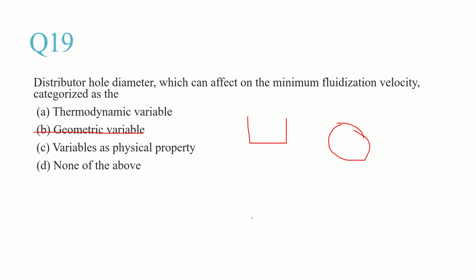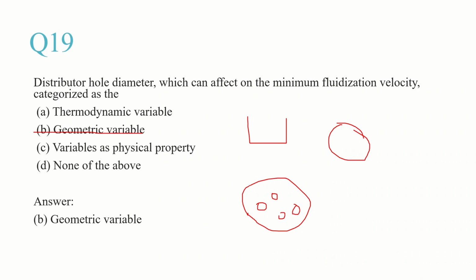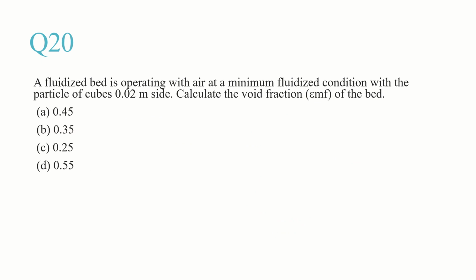It is a geometric variable since the fluid would be passed through the distributor plate, and the distributor hole would have a diameter which should be affecting the minimum fluidization condition or the minimum fluidization velocity. So this is categorized as geometric variable. So the answer to question 19 is geometric variable.